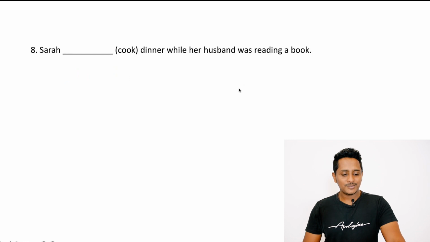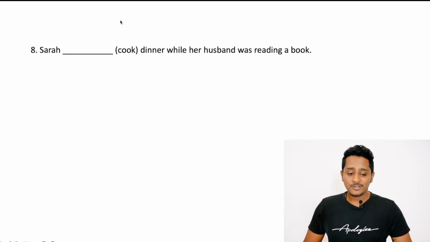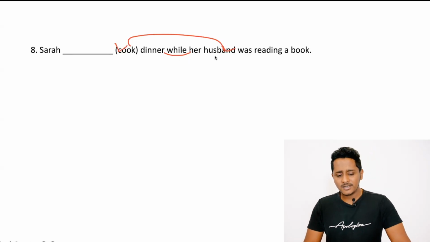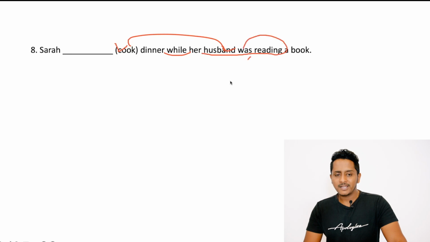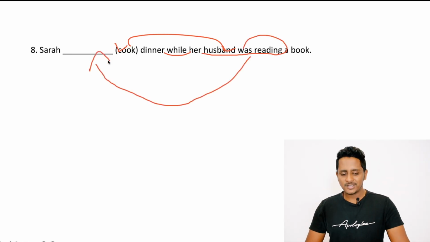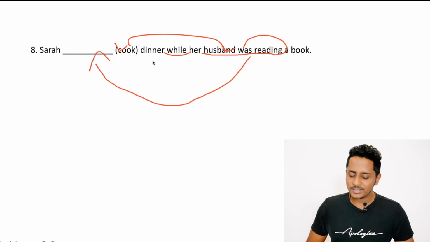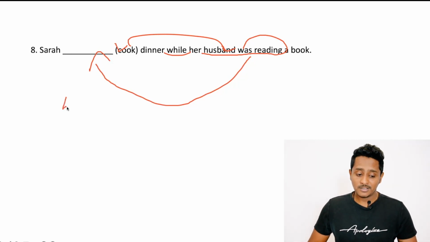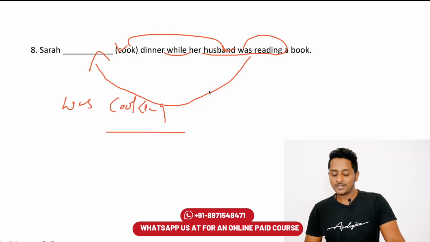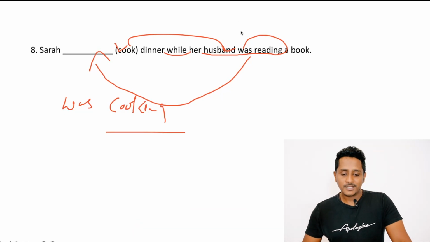And then we go to Sarah dash the cooker while her. So I told you, while, when, there are two events, always try to use the past continuous tense. But here her husband was reading. Here also try to keep the same tense. Don't switch the tense. Usually Sarah was cooking dinner while her husband was reading a book.